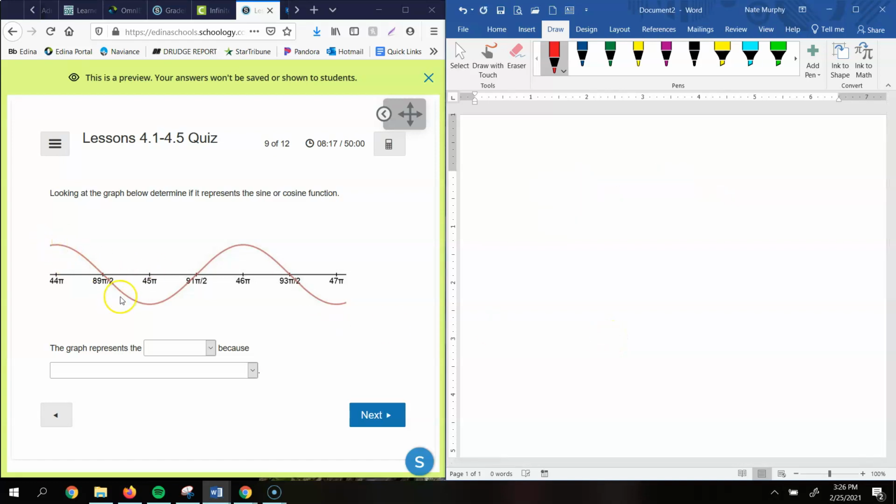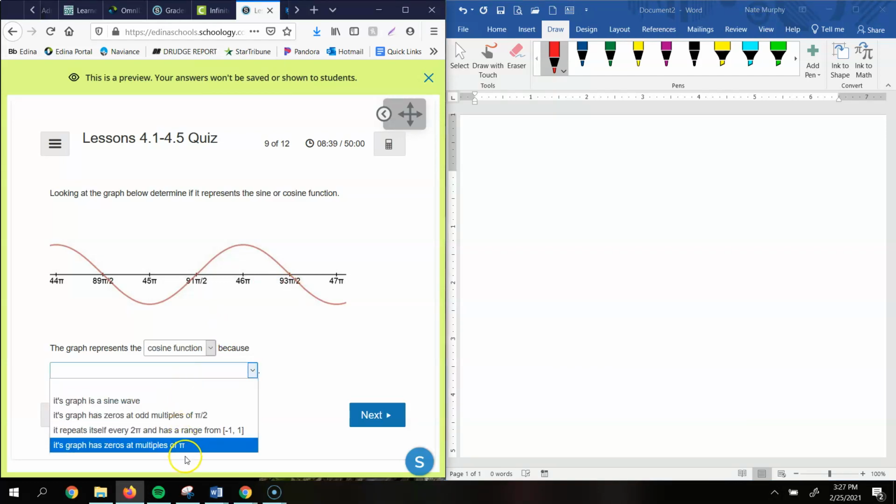All right, so for this one, we had to determine whether or not this represents the sine function or the cosine function. And the way that we can tell is the x-intercepts. So 89 pi over 2, 91 pi over 2, 93 pi over 2. Those are odd because 9, 1, and 3 are odd numbers. Those are odd multiples of pi over 2. So that tells me it is the cosine function.